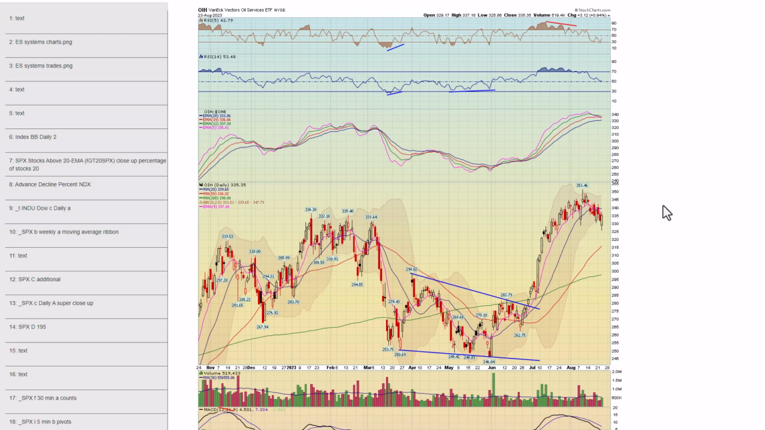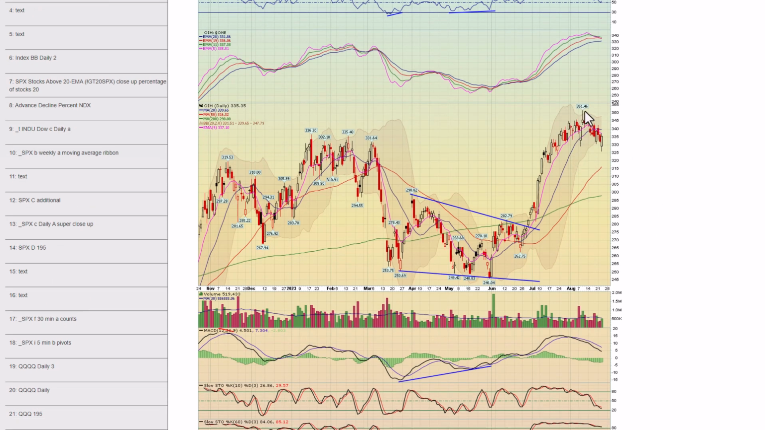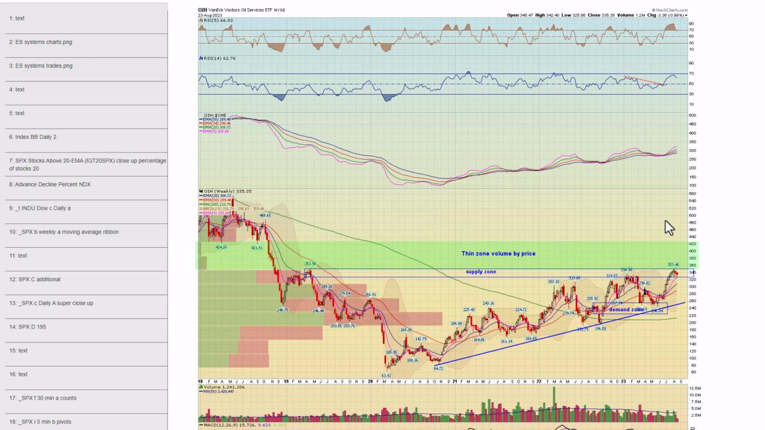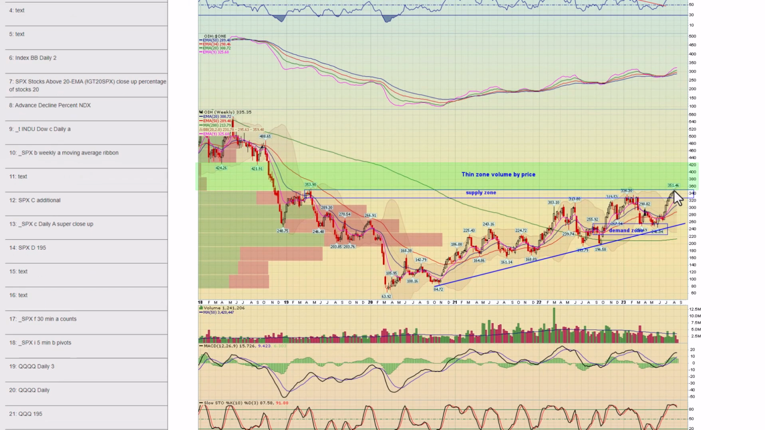Chart 41, Oil Services. Also so far a little pullback. Remember a couple weeks ago I said momentum was waning as that MACD had crossed. And it's had a little pullback here, not much of one though. Chart 42, there's the weekly, again, pulling back off the supply zone, though I do think that eventually it will fill this thin zone.